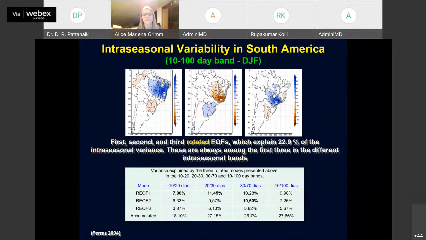The first three rotated modes in the intra-seasonal time scales are these ones. So the three modes are actually among the first five modes in these three time-frequency bands. These first two modes are dipole-like modes, one with highest factor loadings here over the South Atlantic convergence zone.